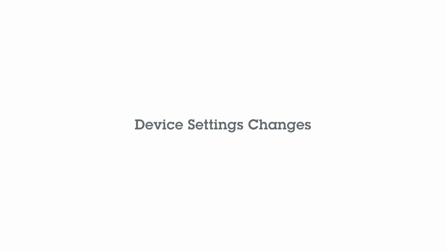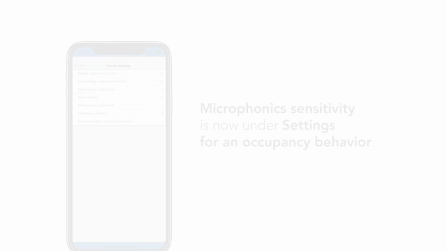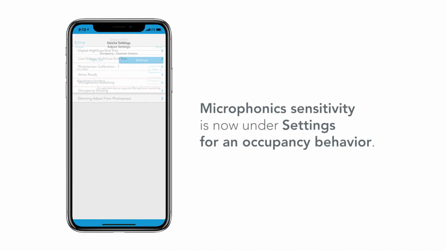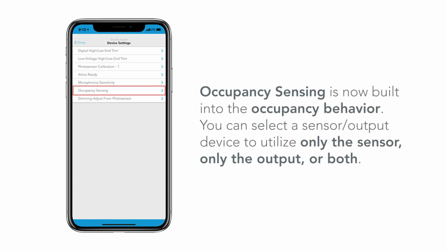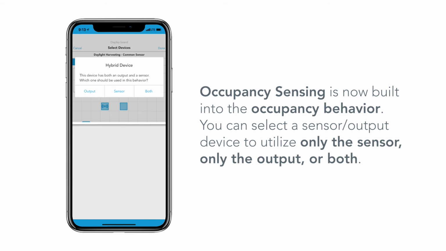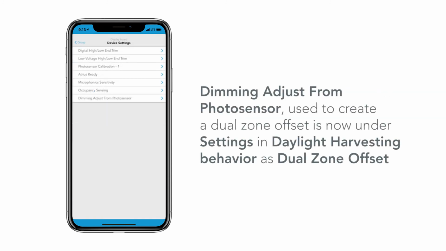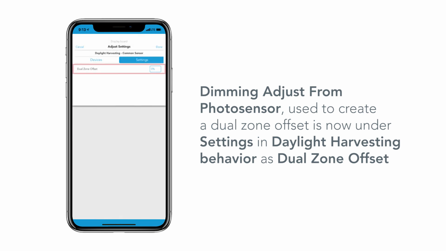Some device settings have been moved within the behavior settings to make it easier to edit these settings. Microphonic sensitivity is now under Settings for an occupancy behavior. Occupancy sensing is now built into the occupancy behavior. You can select a sensor output device to utilize only the sensor, only the output, or both. Dimming adjust from photosensor, used to create a dual zone offset, is now under Settings in daylight harvesting behavior as dual zone offset.